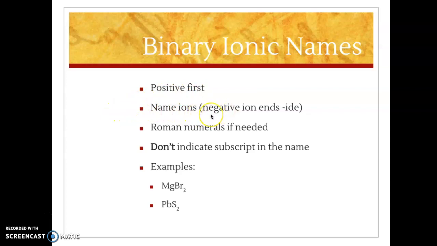But the negative ion is going to have an "ide" ending. So like chlorine becomes chloride. Roman numerals are in the name if they're needed. And they're needed if it's a transition metal that's on that list of ions that have Roman numerals, like copper or lead. Those elements need Roman numerals to distinguish between the different charges that they can form. We don't indicate a subscript in the name, so we just name the ions.